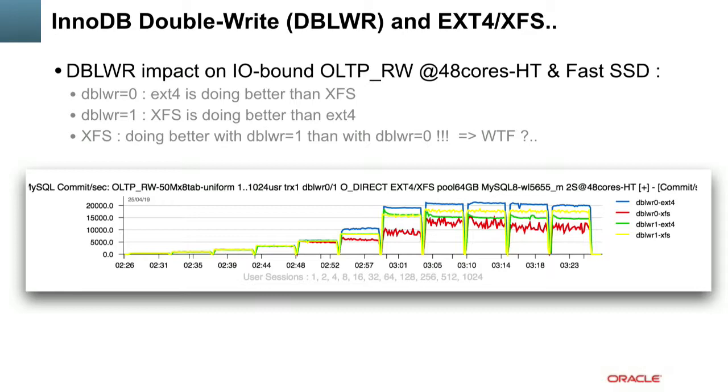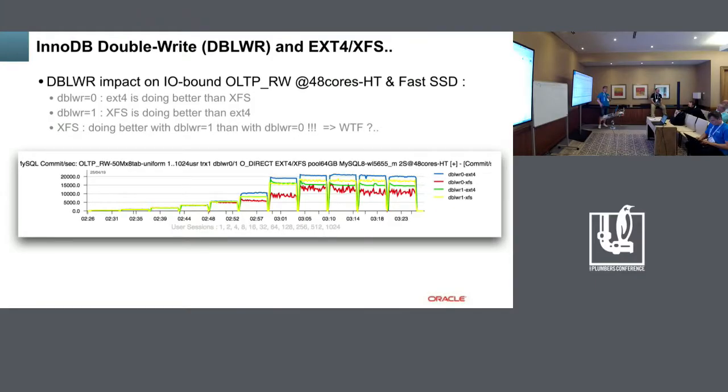So this one is version 4.1, okay? So that's why the story changes with the latest kernel. This is on the old kernel, so XFS is doing worse, okay? But when we enable double write, the green line is ext4, and the yellow line is XFS. So in fact, on XFS, when we do twice more writes, we are going faster. You follow the logic?